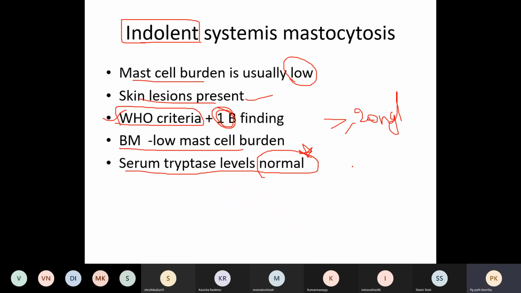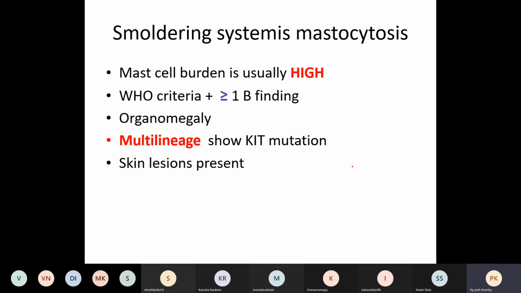So next, coming to the next thing. Next is your smoldering systemic mastocytosis.